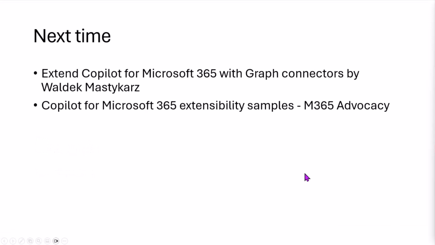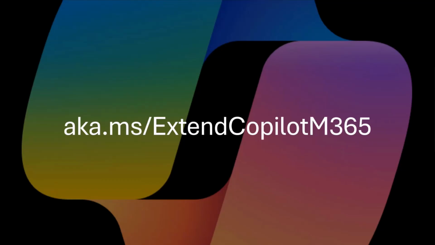But we're going to dive in even more in future sessions. Next week, my colleague Waldek Mastercars is going to cover extending Copilot for Microsoft 365 with graph connectors. And then, like I said, as part of the series, we're going to deep dive into more of the samples. The sample which I've shown you, I'm doing another session where I'm going to get into the code and show you exactly what's happening inside that message extension. And with that, if you want to find any more information about extending Copilot, go to aka.ms/extend Copilot M365. Vesa, back to you.